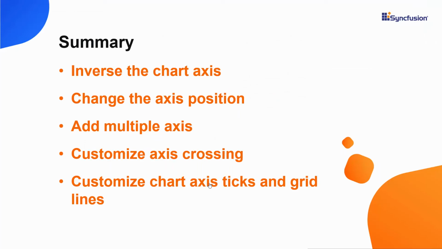Okay, let's recap what we have seen. We have seen how to customize the chart axis with the available built-in options. We saw how to inverse the axis and change the axis position. We also saw how to add multiple axes and position the chart axis by using the crosses at and crosses in axis properties.